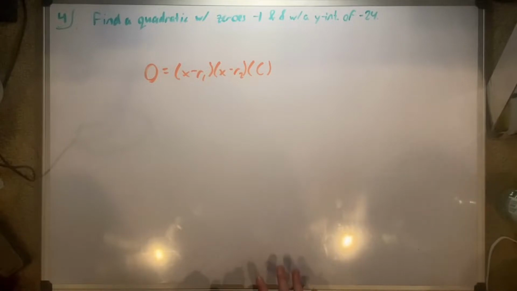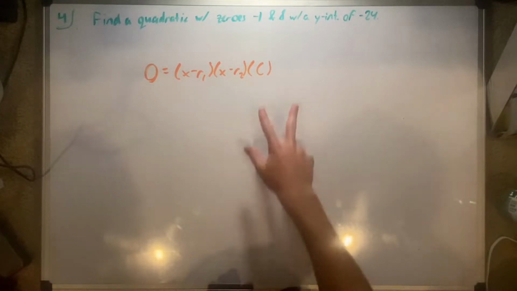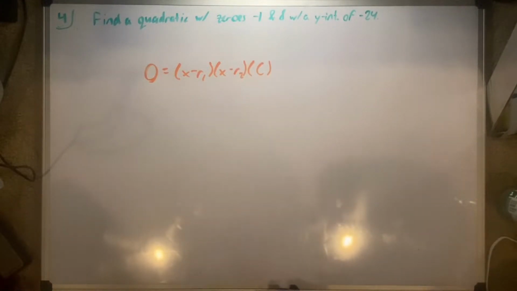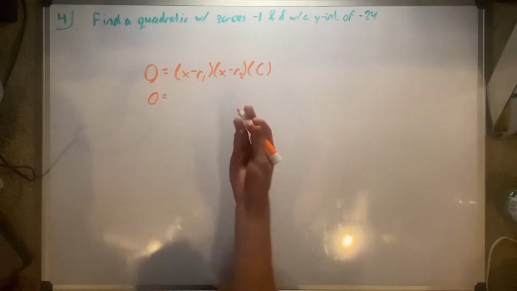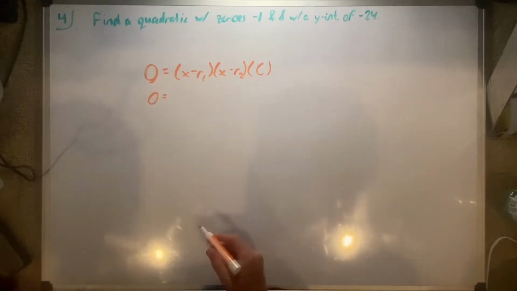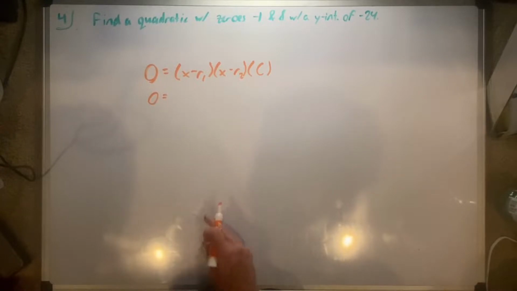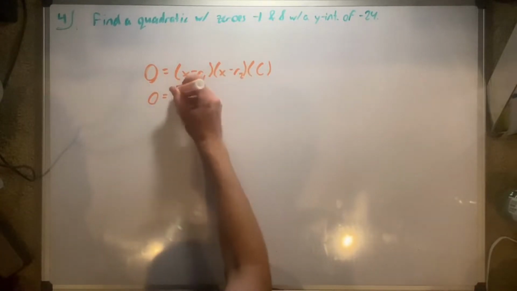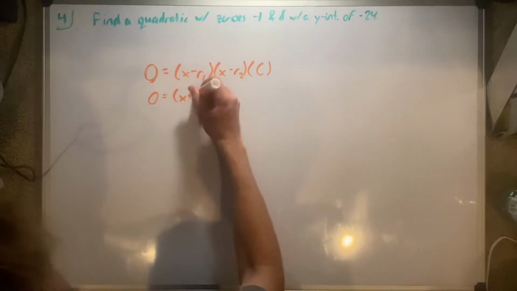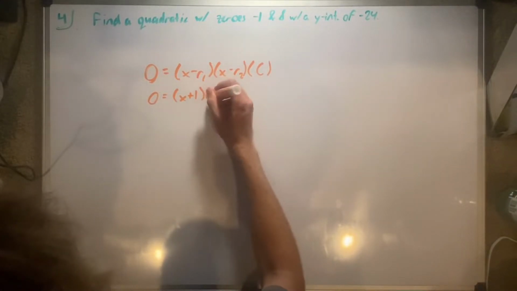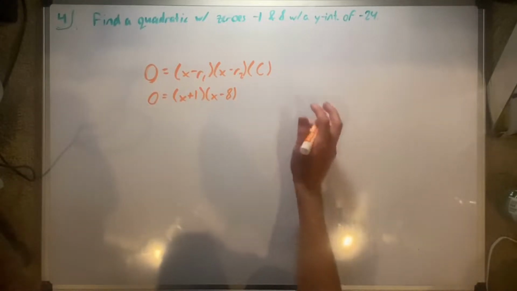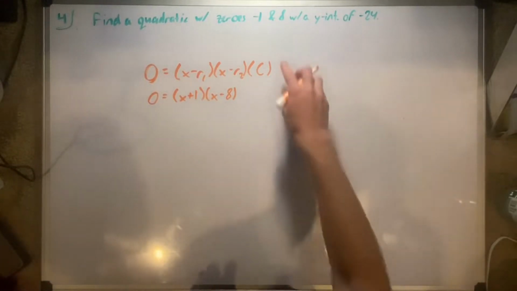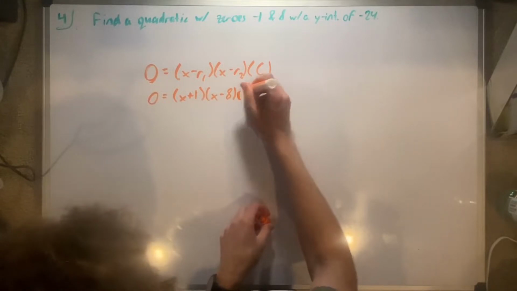So first of all, this seems complicated, but first we know that our zeros are -1 and 8. So let's plug these in for our r1s. So we're going to have 0 is equal to, or rather 0, but also f of x, whatever. I'm going to call it 0 for now because it wants us to find these with zeros. So we would plug in an x plus 1, because that would mean our 0 is -1, and an x minus 8, because that would mean our 0 is 8, and then multiplied by some constant c.